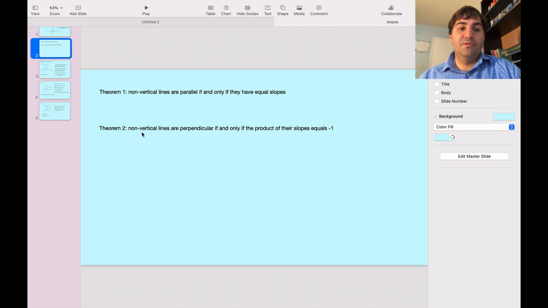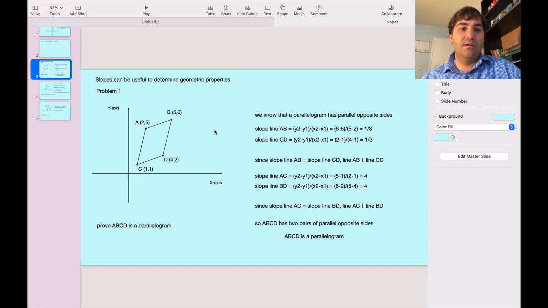Theorem 2: non-vertical lines are perpendicular if and only if the product of their slopes equals -1. So I'm just going to go ahead and do some problems where we apply these theorems, and you'll see how they work.